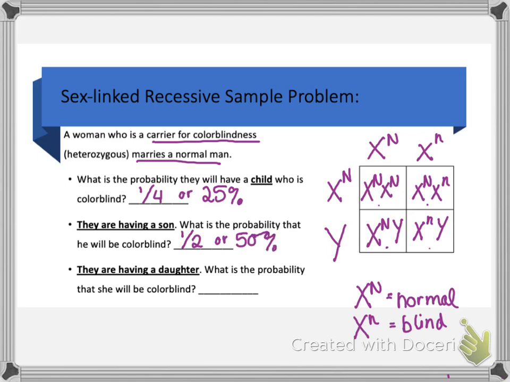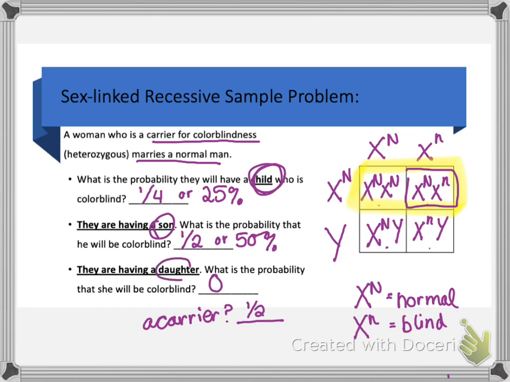Okay, now the next thing, they're having a daughter. What's the probability she will be colorblind? Now we're just looking at the daughters. And in this case, neither of the daughters is colorblind. So it's 0. If I had changed it and said they're having a daughter, what's the probability she will be a carrier? Then I would need to look more closely at it and say, oh, this box is a carrier. And so that would be a half chance. So you have to read carefully. Are we dealing with all the children, or are we dealing with some of the children based on their sex?